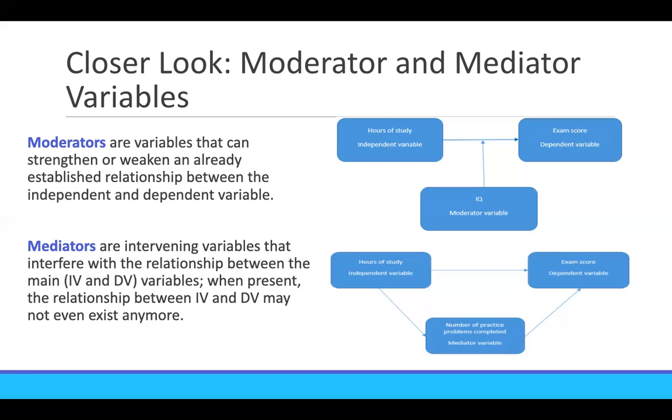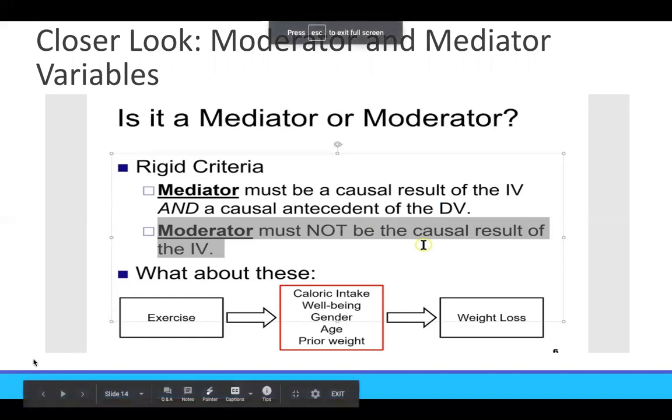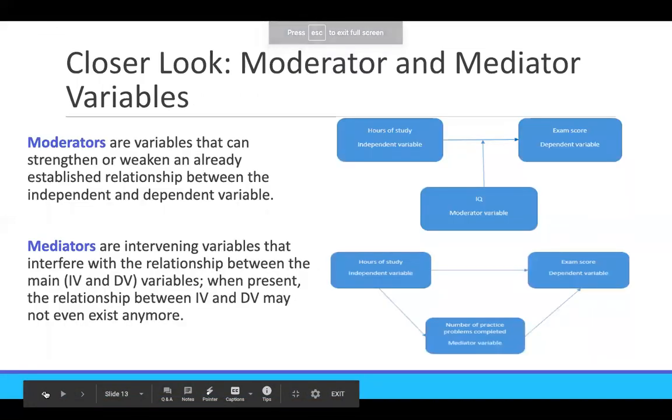Admittedly, moderator and mediator, these types of intervening variables are confusing. So I have a couple of extra slides to try to help shed some light on that distinction. One way that you can distinguish whether it is a mediator or a moderator is to look at the order of causality. So a mediator must be a causal result of the IV and a causal antecedent of the DV, meaning it has to come after the IV, it has to be a result of the IV, and it has to happen before the DV. So let's go back to my example, hours of study.